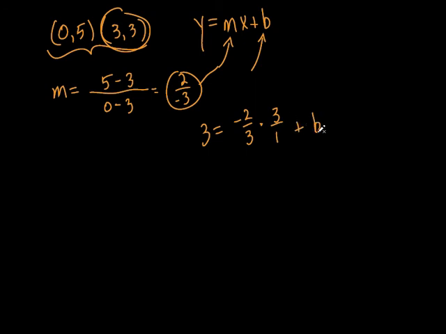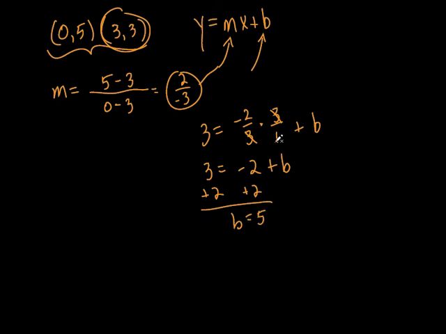Everybody got that? So let's do the math. 3 equals... look how nice and easy this came out. This 3 and this 3 canceled out, and I got negative 2 plus b. Add 2 to both sides, and what's b? Just like we said it was supposed to be, right?